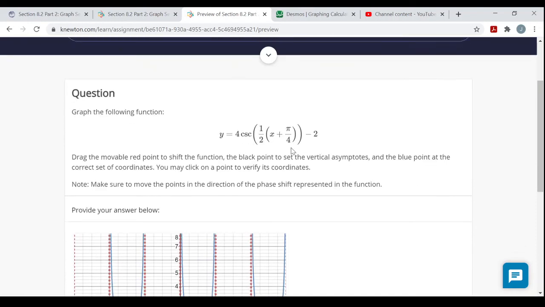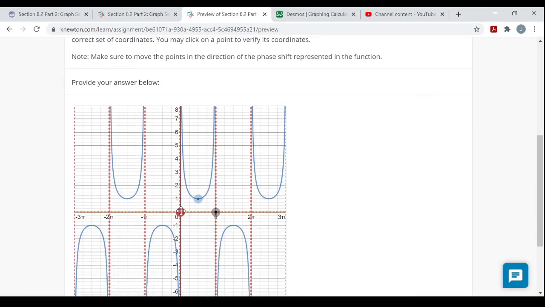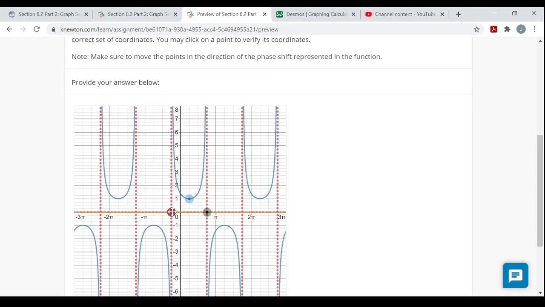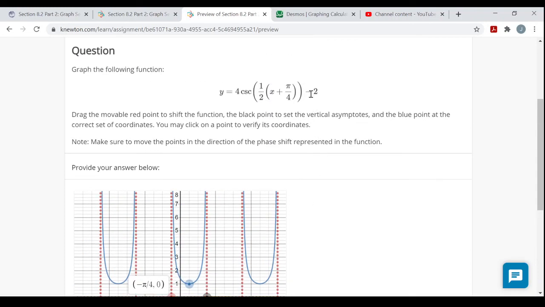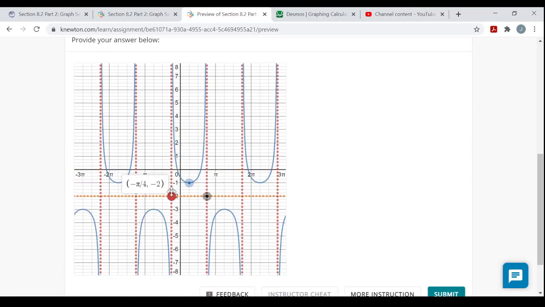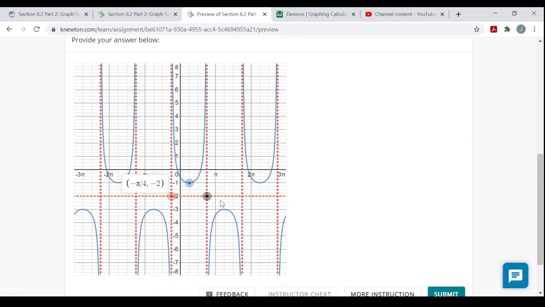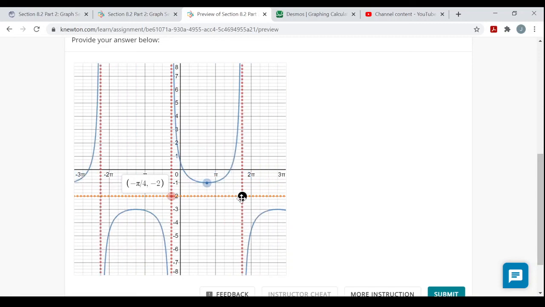Okay, here, negative pi over 4, pi over 4, phase shift left, so I move this to the left one, the negative pi over 4 here. There'd be a down 2 movement, right, so the midline should be at negative 2. The period would be 4 pi again, right, 2 pi divided by a half. So the distance between a pair of asymptotes should be 2 pi. So right now its distance is pi. Move it here, so the distance between them is 2 pi.